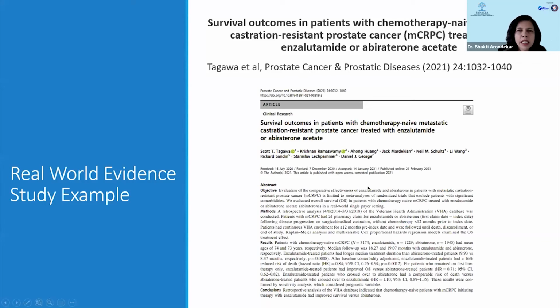This is a study that's looking at comparing enzalutamide or abiraterone as first-line therapy among chemo-naive metastatic castration-resistant prostate cancer patients. It was published recently in Prostate Cancer and Prostatic Disease, and Dr. Scott Tagawa was the key researcher on this, along with several others.